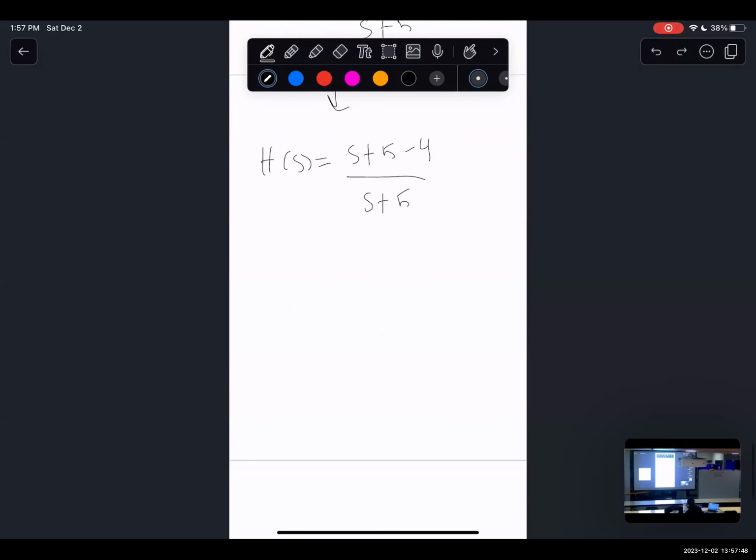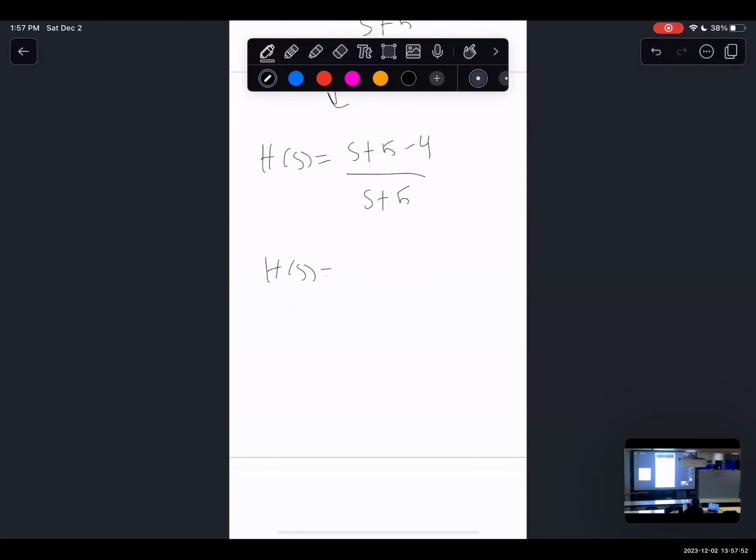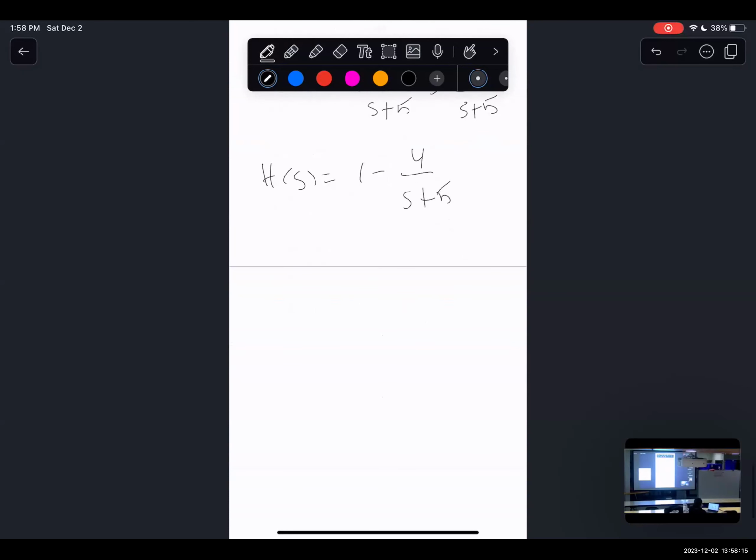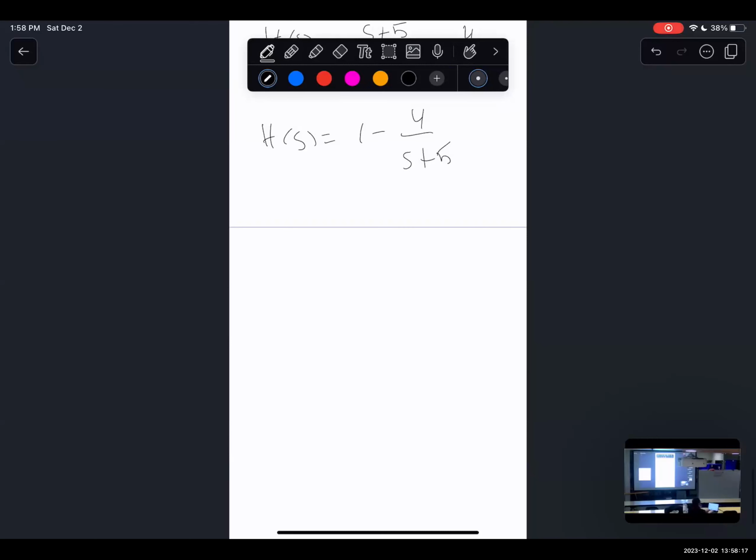Okay? So here, we're going to break this up into s plus 5 over s plus 5 minus 4 over s plus 5. Everyone follow me so far? Okay. So now we have h of s equals 1 minus 4 over s plus 5. And please interrupt me if you have any questions, or if I'm going too fast or too slow or anything. So now we're looking good.